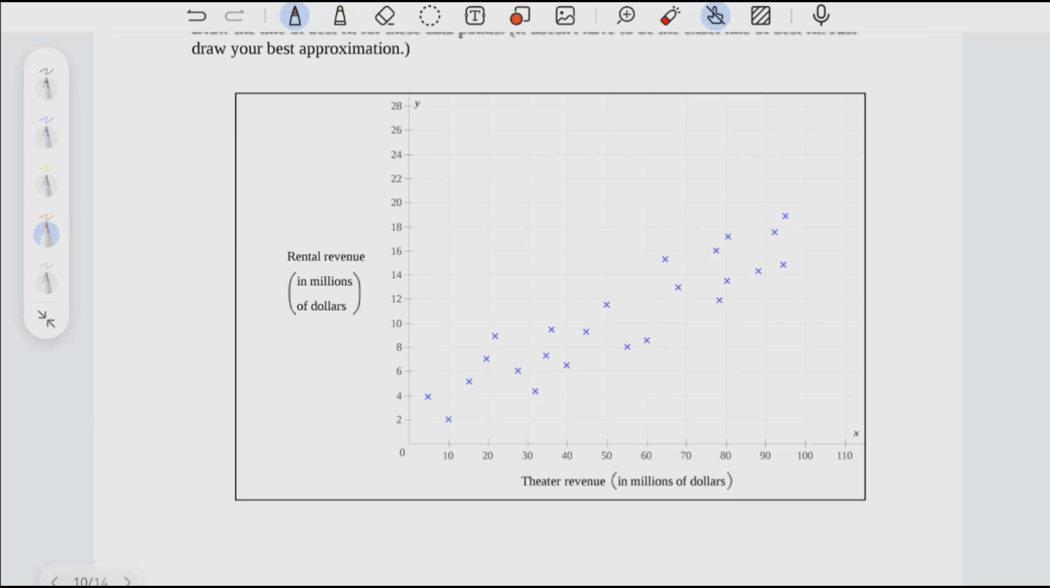Okay, in this question, they ask us to graph the line of best fit. When you graph the line of best fit, it should be in the middle, and the number of points above the line should be equal or approximately equal to the number of points below the line. So I'm going to try to graph it. It should be somewhere in the middle, okay?